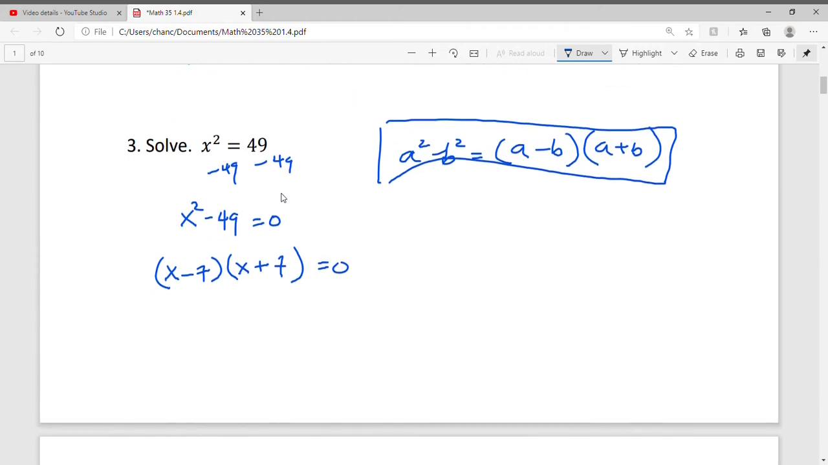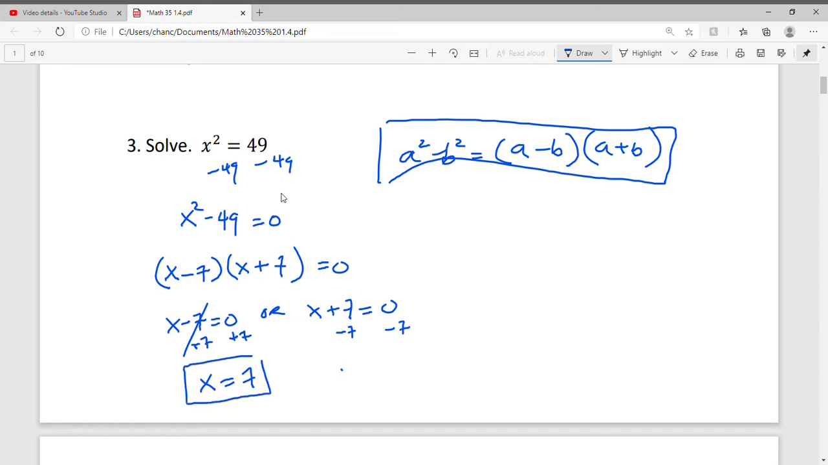Since these two numbers multiply to give us a 0, x minus 7 is equal to 0, or it could be x plus 7 equals 0. Let's add 7 to both sides, and here we'll subtract 7 to both sides. X equals a positive 7, or x equals a negative 7.